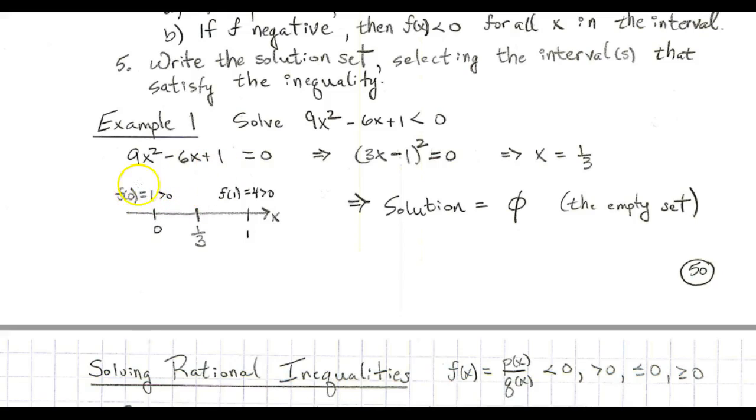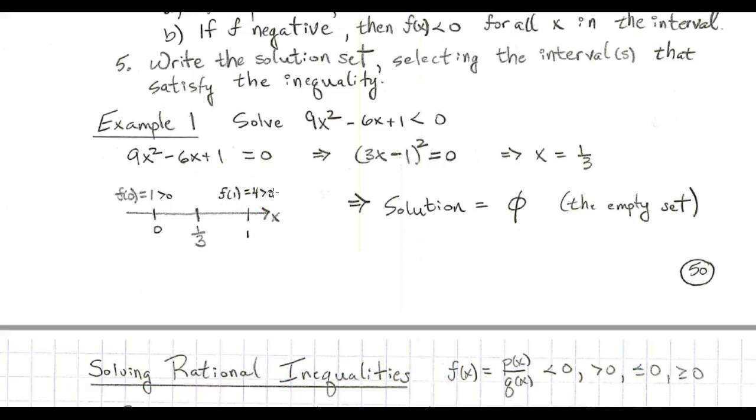So everywhere over here, the function is positive, between negative infinity all the way up to 1/3, not including 1/3. And then I test a value to the right of 1/3, and an easy one would be x equals 1. You can choose any number, but choose the easiest one you can. When I plug x equals 1 into the function, I get 9 minus 6 is 3, plus 1 is 4, so 4 is positive. So that means everywhere from 1/3 to infinity, the function is positive.